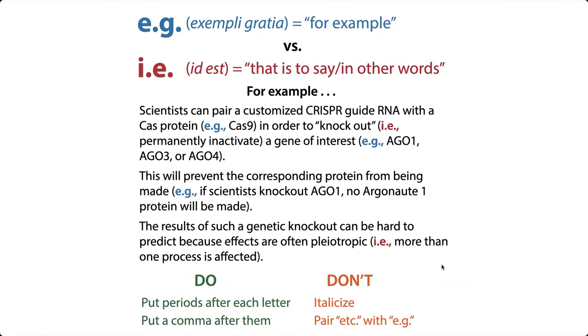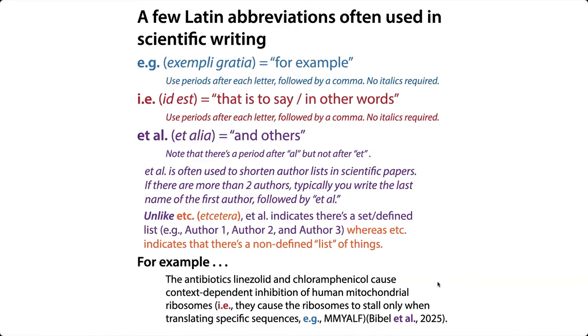Don't confuse e.g., which means basically, for example, with i.e., which means that is to say, or in other words. And also don't confuse those with et al. And so how do you use et al., i.e., e.g., etc.?